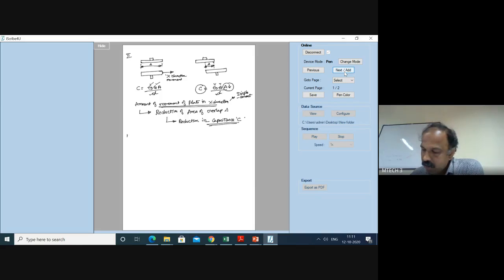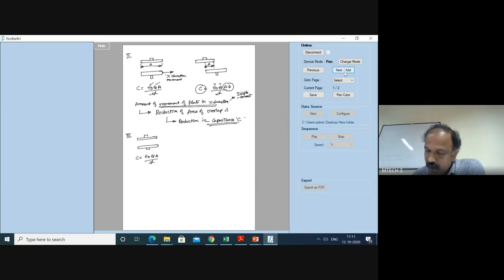Now the third case. In the basic equation, C is equal to epsilon naught epsilon r A by D, what can I change now? Have we changed A already? Change in A we have already done in the second case. Change in D I have done in the first one.